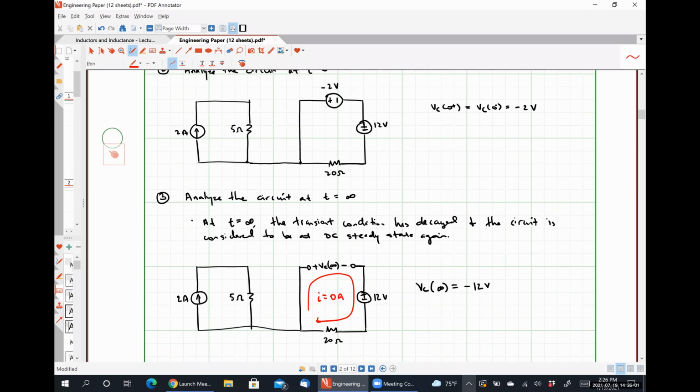So if we were to do Kirchhoff's voltage law around this loop, starting at the bottom left-hand corner and following this 0 current around its loop, we would see that VC at infinity plus 12 volts plus 20 ohms times 0 amps is equal to 0, which gives us VC at infinity is exactly equal to negative 12 volts. Does that make sense? Yes, sir. All right.